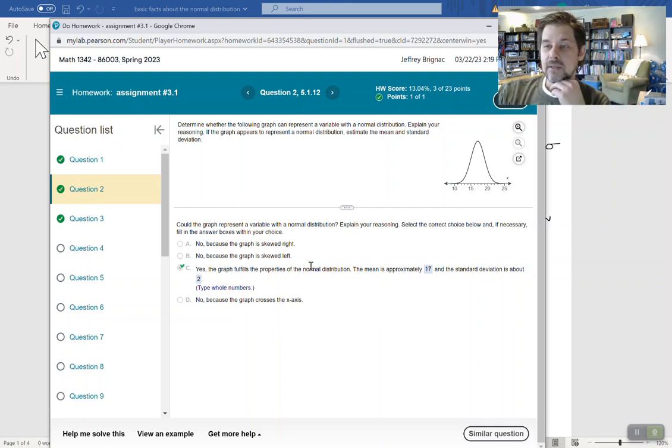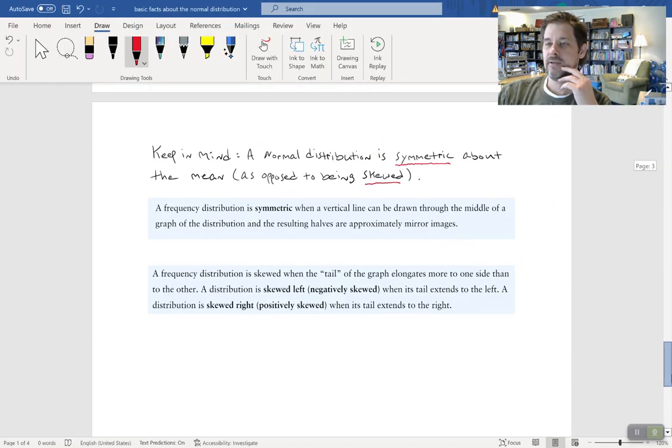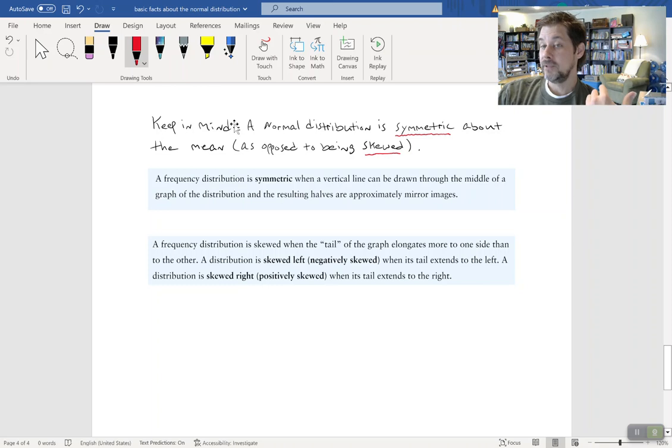Okay. Now, let's go real quick and talk a little bit more about symmetry. A normal distribution is symmetric about the mean, right? So I've illustrated that with the graphs I've showed you so far, as opposed to being skewed. So to be symmetric means if I drew a vertical line down the middle where the mean is, the graph of the distribution and the resulting halves are mirror images. So a normal distribution is symmetric.